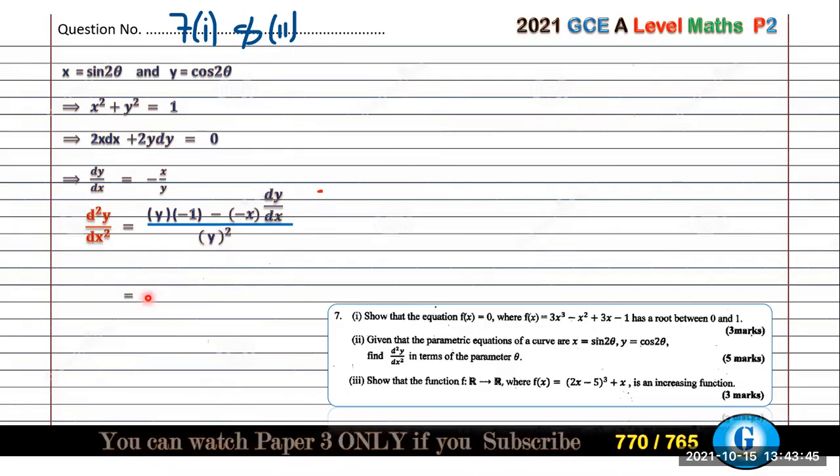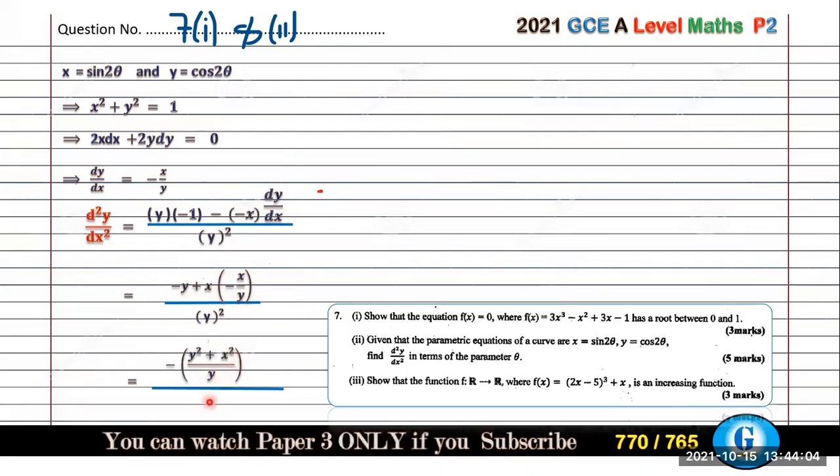So this gives us minus y plus x. We can now replace this dy/dx here by minus x on y, right? That's what we have here. All that on y squared. And this will give us minus, we simplify the numerator, we'll have minus y squared plus x squared on y, all that on the denominator.